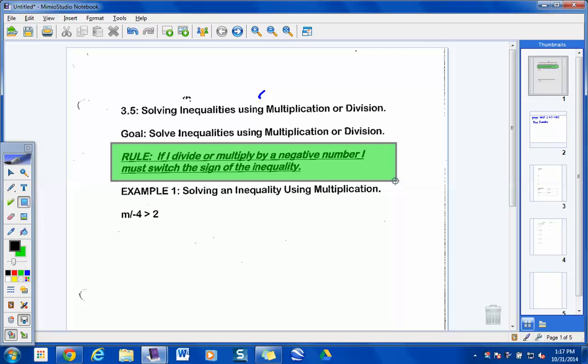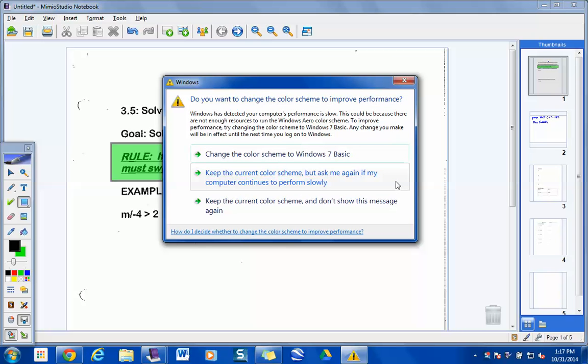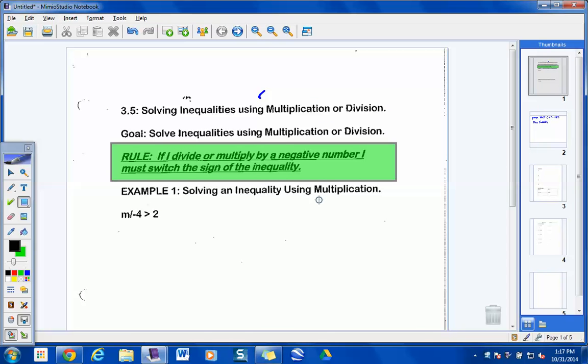All right, Mason, you got it? If I divide or multiply by a negative number, I must switch the sign of the inequality. Okay, so if I multiply or divide by what kind of a number? Negative. If I multiply or divide by a negative number, I must switch the sign of the inequality. What's the rule again? To multiply by a negative number, switch the signs.